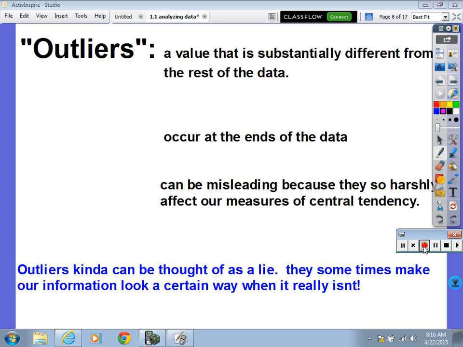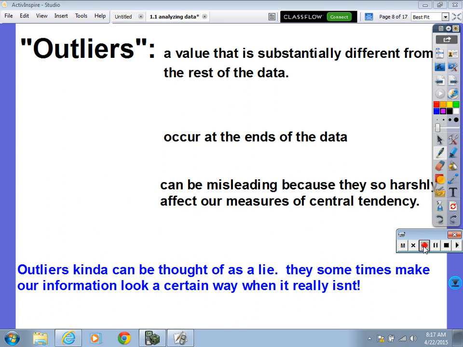These extreme values are off the wall, they're not like everything else. And these outliers can be misleading because they so harshly affect your measures of central tendency. So I like to think of outliers as liars. That's exactly what they are. They kind of lie because they make your data set look a certain way, but really it's not that way, because those are extremely different. Like I said, they affect your measures of central tendency so much that they're kind of a lie.